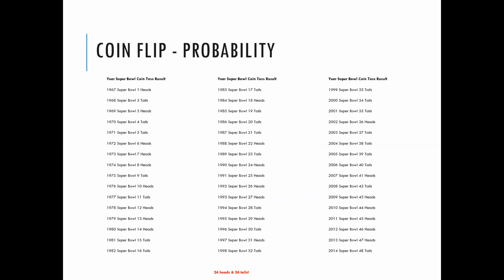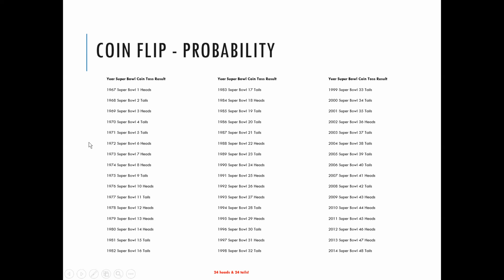All right, so sticking with that example and then looking at how the observation in our sample eventually approaches the truth as our sample size gets larger. We can see this actually with the Super Bowl coin tosses.